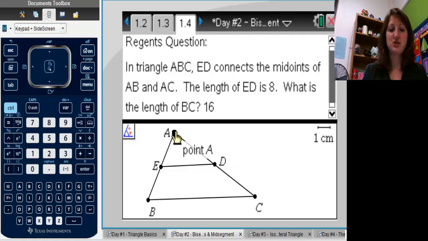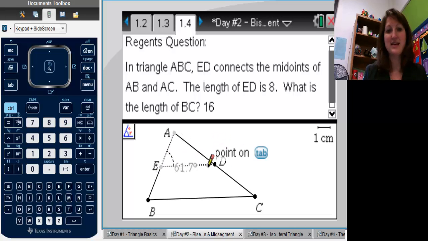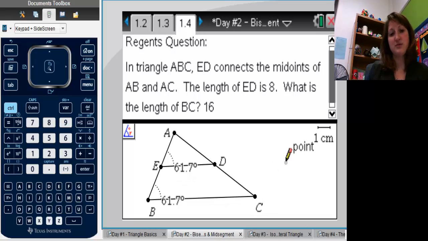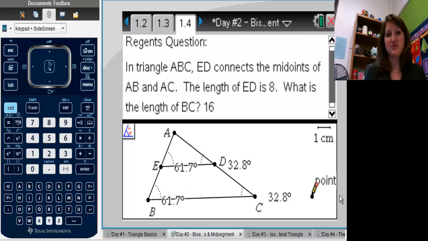So what I want to do is measure AED and ABC, and they turn out to be exactly the same size. Same is true on the other side. Angle ADE and angle ACB are going to be exactly the same size also. So we have corresponding angles which are the same size.